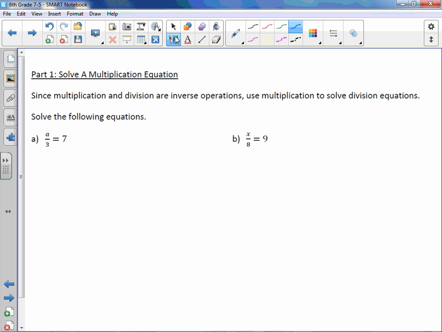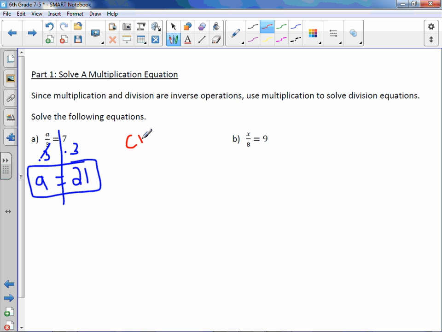Solve the following equations. Now here I have a over 3 equals 7, but remember, fractions are division. So what I really have here is a divided by 3 equals 7. To get rid of the divided by 3, we are going to multiply by 3. You can show it a couple ways. One way I like to show is with a dot 3. Okay, so the 3's cancel, and I have a equals 7 times 3, which is 21.